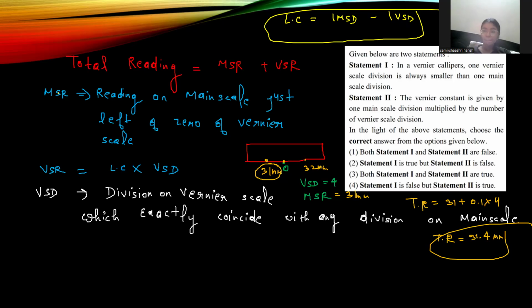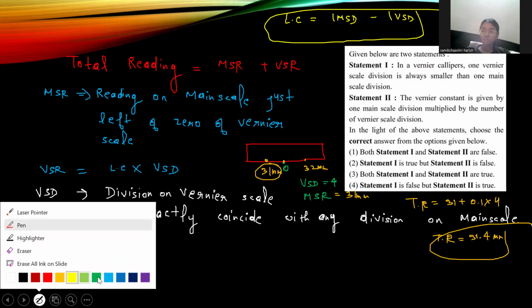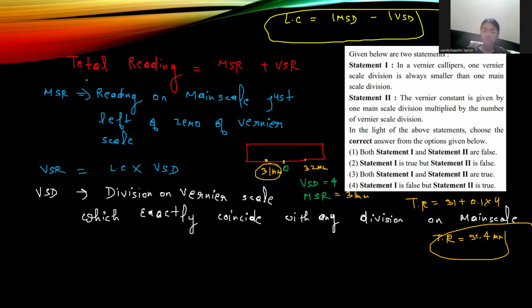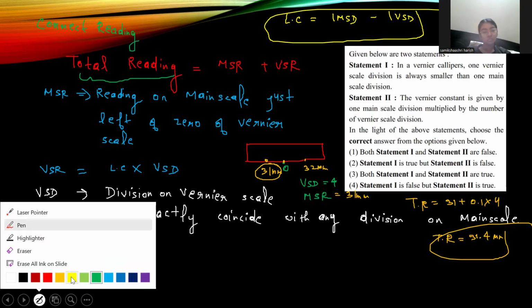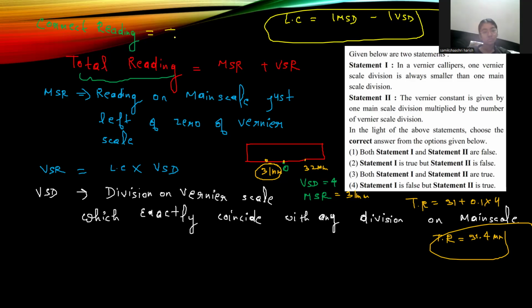Okay, one concept I just want to explain: for finding the correct reading. Actually, the total reading is this. If they are asking for the correct reading, you should subtract the error with sign. Total reading minus zero error.